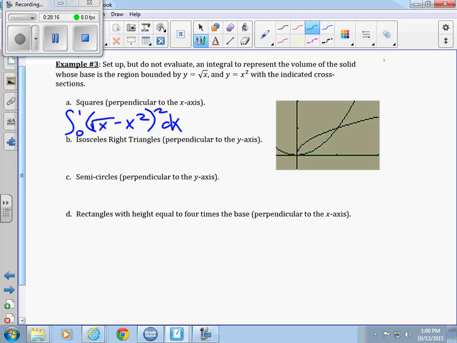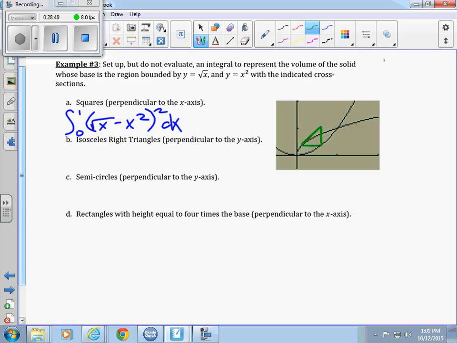Okay, now we're going to do isosceles right triangles perpendicular to the y-axis. So this is the first time we've seen one perpendicular to the y-axis. So we're making a triangle perpendicular to the y-axis. Okay, now it looks scarier, but what did those steps at the beginning tell us we're going to do differently?